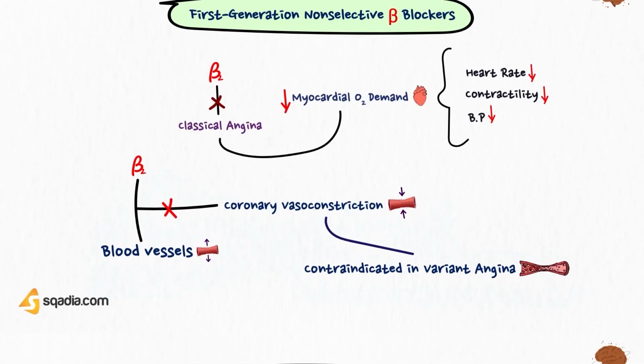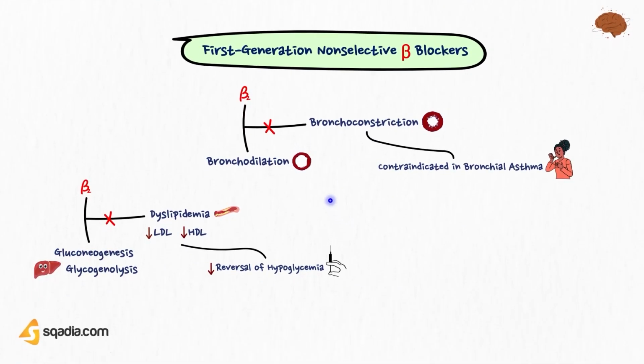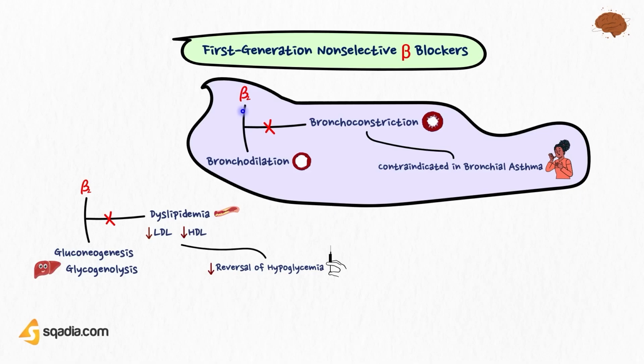Next, we move on towards beta 2 effect on the lungs. I already told you that beta 2 receptors are also present in the lungs. In the lungs, they promote bronchodilation. Stimulating the beta 2 receptor would promote bronchodilation. But giving a non-selective beta blocker, you block beta 2, and it causes bronchoconstriction.